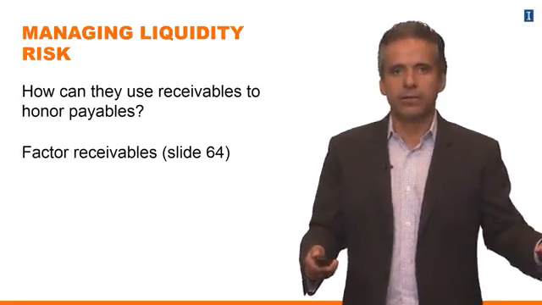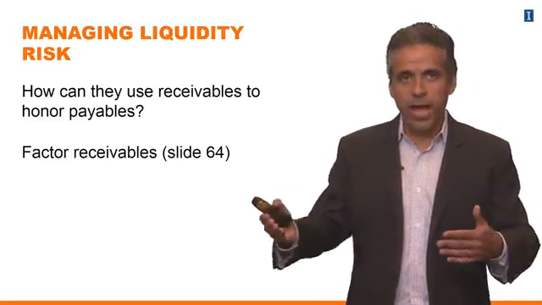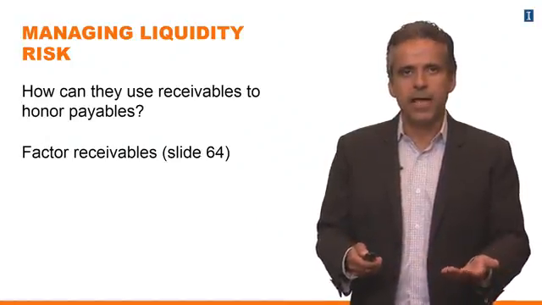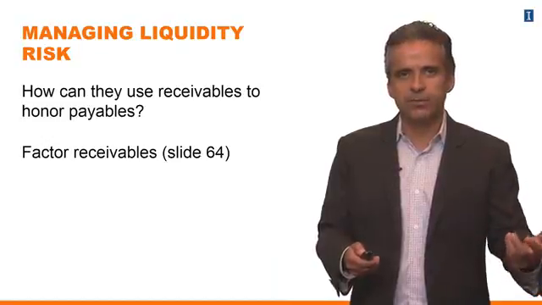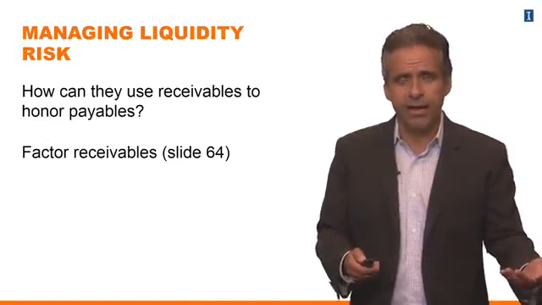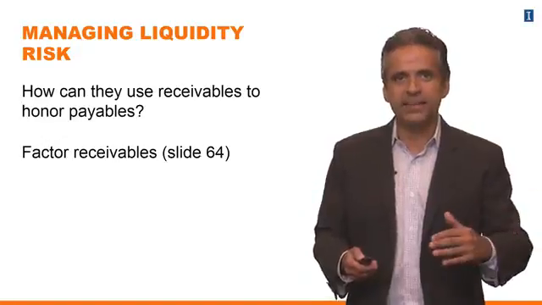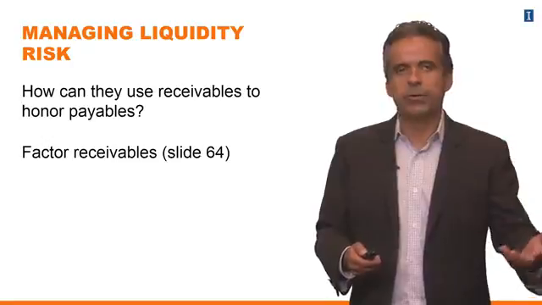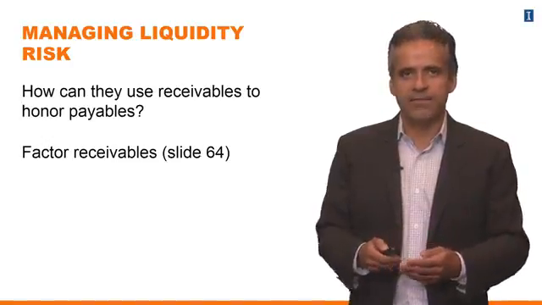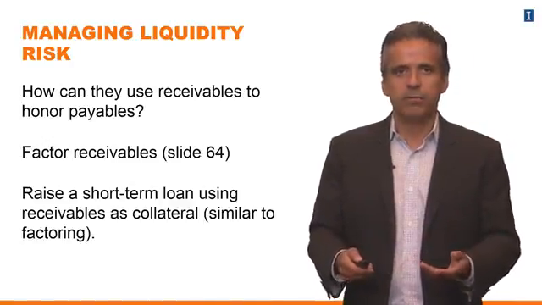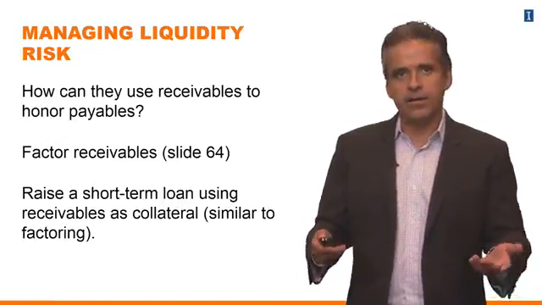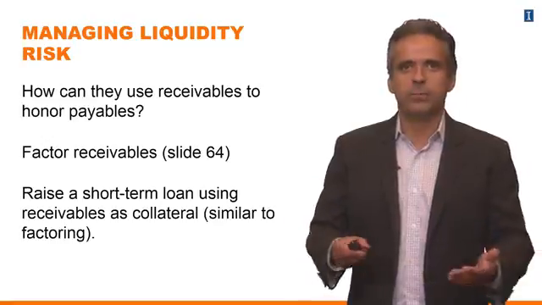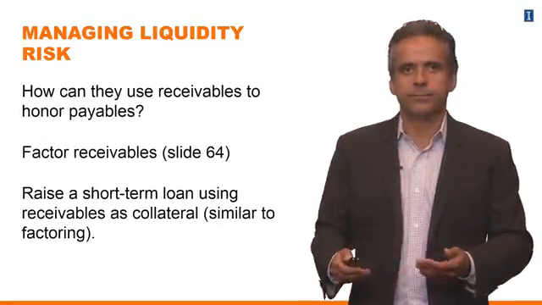They could try to factor the receivables. Instead of waiting to get paid in the future, they can go to a bank and raise money backed by the receivables. They can sell the receivables to a factoring company. They might get less than the full amount, but they will definitely get cash today that may allow the company to survive and pay accounts payable. So that is one possibility. Essentially what they are doing is raising a short-term loan using receivables as collateral.